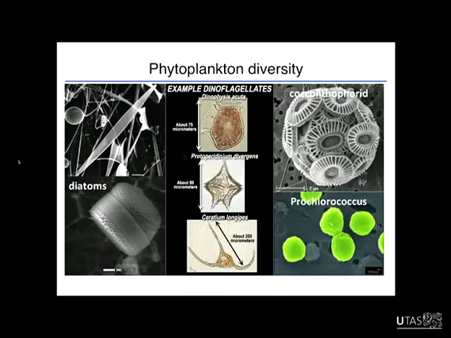On the left-hand side are the diatoms. So I mentioned before that they're single-celled organisms that also have a silica or a glass shell around the outside of their cells. So that means that they have an absolute requirement to take up silicon, and they're important cyclers of silicon in the ocean.